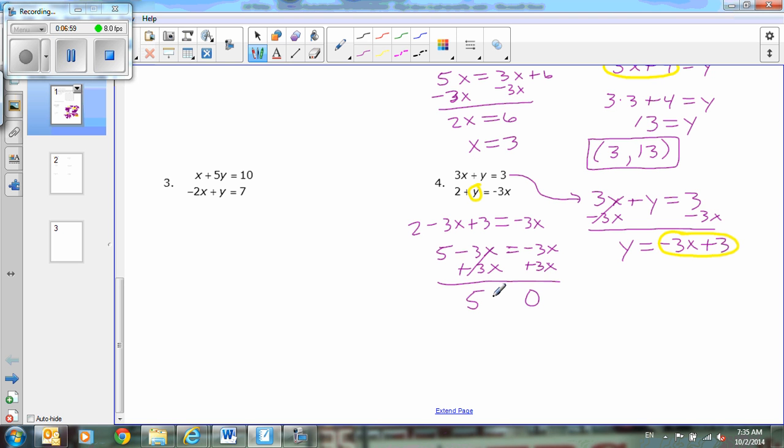Now, those two things are not equal to each other. Okay, so look what happened. The variables dropped out completely, and we have an untrue statement. So what in the world does that mean? All right, well, if I go back to my original two equations, I'm going to find the slope of both of those.